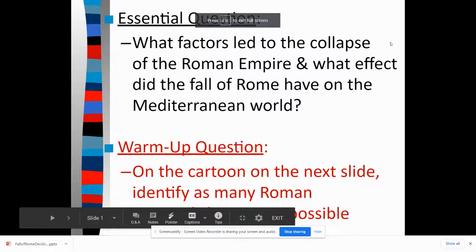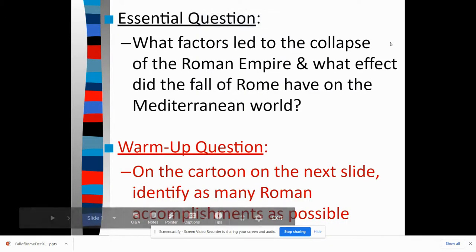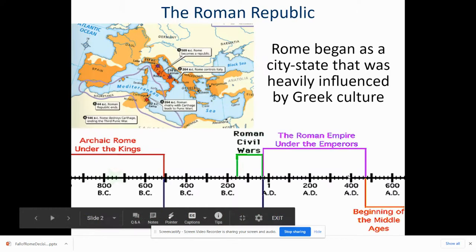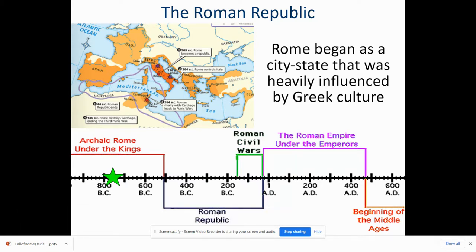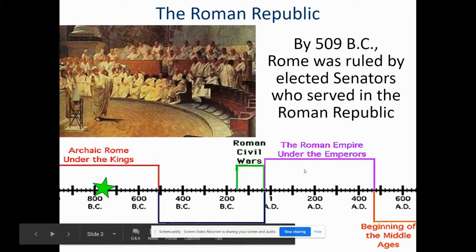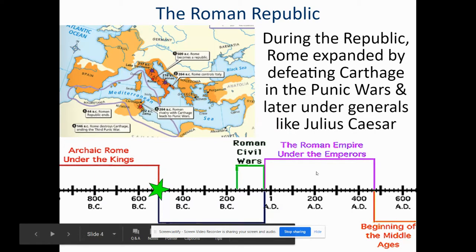Today we're talking about what caused the Roman Empire to collapse and what was the impact of that. Okay, so remember Rome started out as a republic and it was a city state that was greatly influenced by Greece. Here we go. We've got the first stage where it's the kings. And then we have the Senate in our republic. We have the plebeians and the patricians.